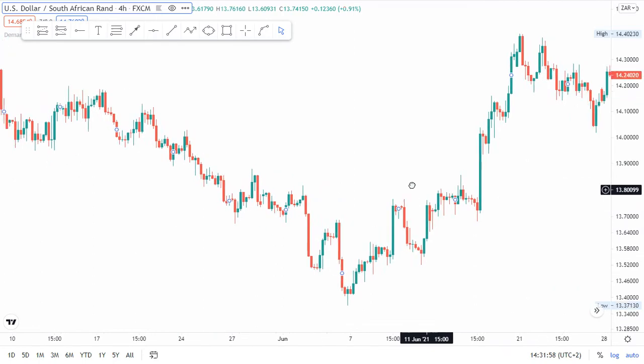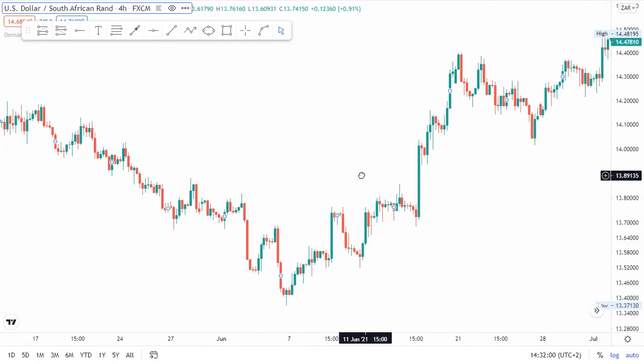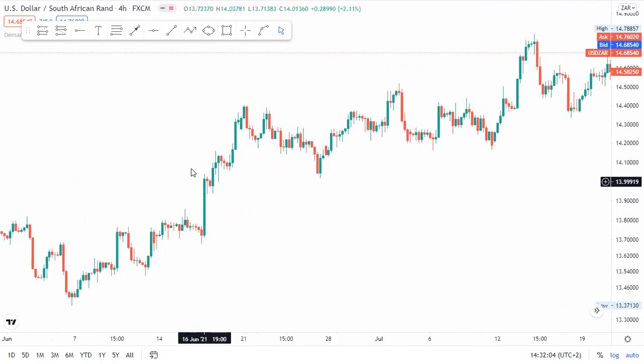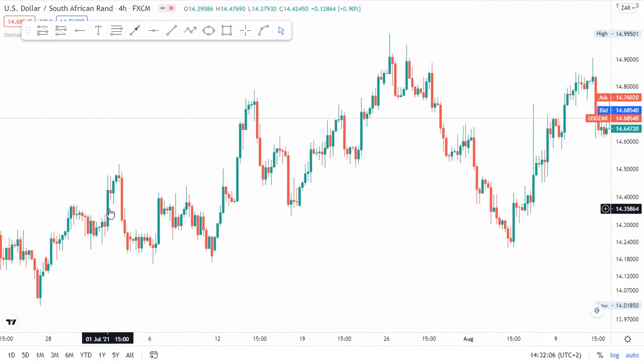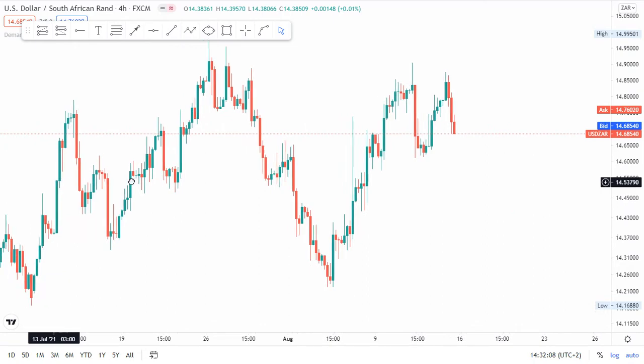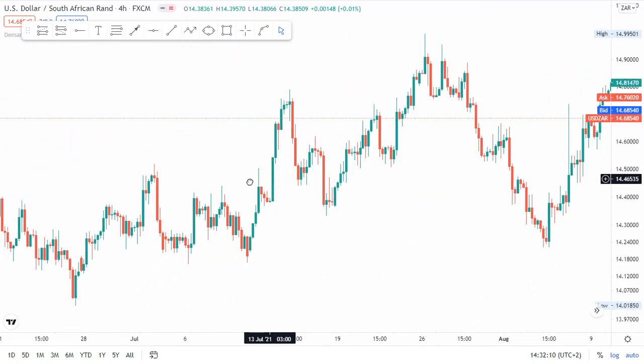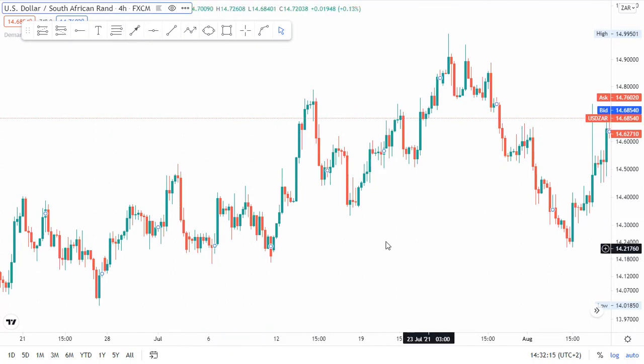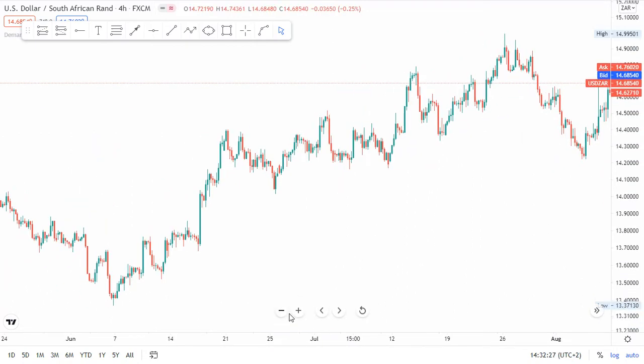Right now I'm on USD/ZAR, the South African rand, and let's look for these areas and see how we can trade them. I personally did trade this one, so I have the level here. First things first, you want to look for evidence of big candles. You want to see price leaving that level with momentum candles.